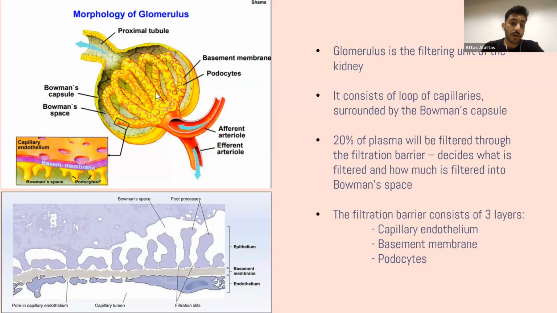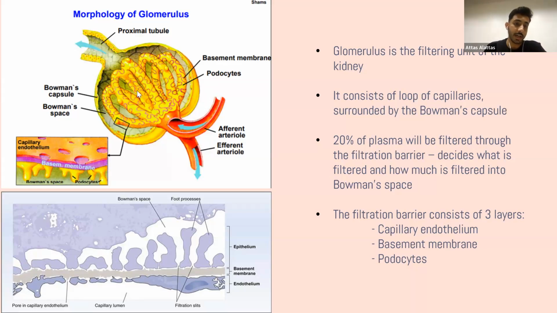glomerulus. So the glomerulus is a structure in the kidney, enclosed by the Bowman capsule. It's the loop of capillaries. These loops are capillaries, and they're enclosed by the Bowman capsule. So this Bowman capsule with the loop of capillaries, they're called the glomerulus.